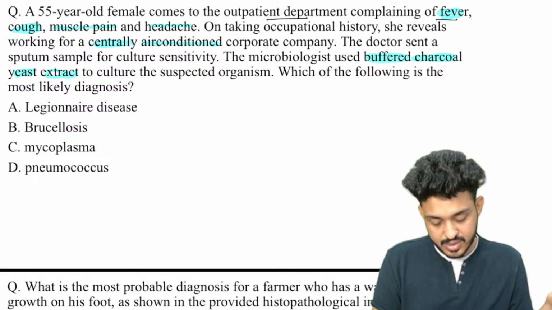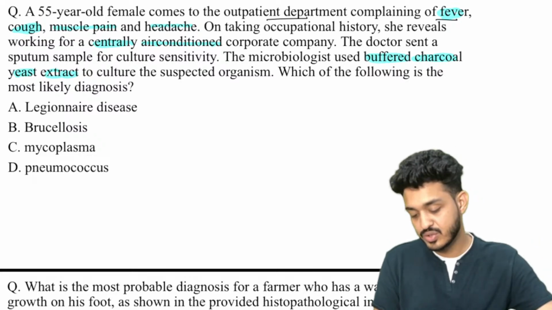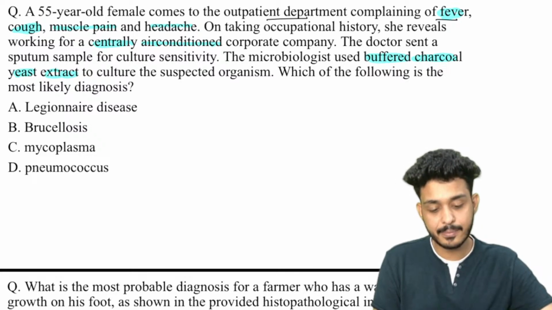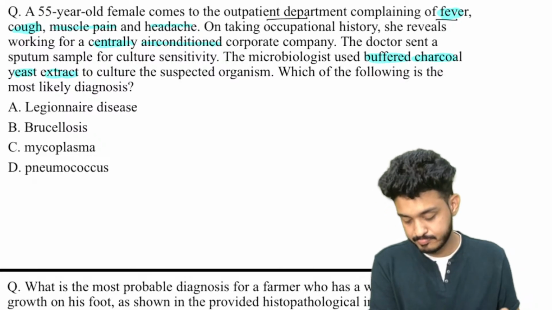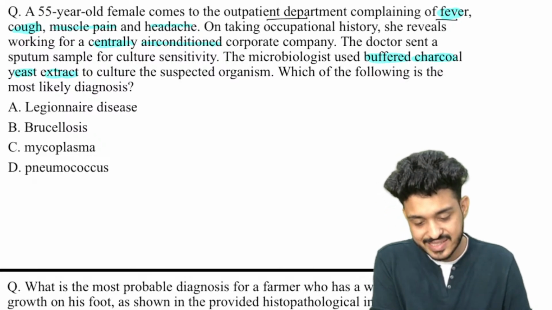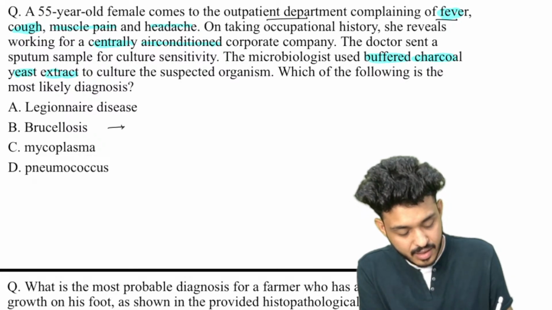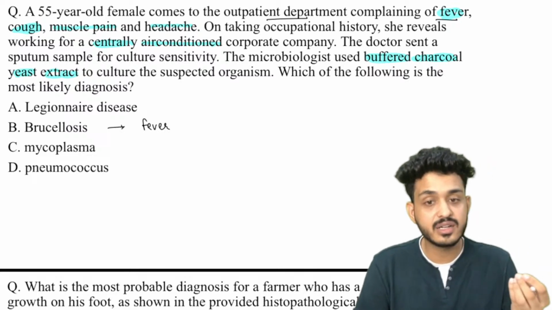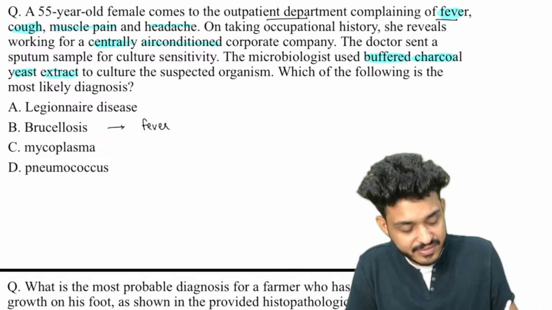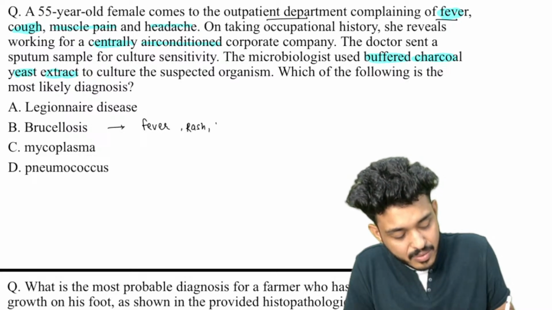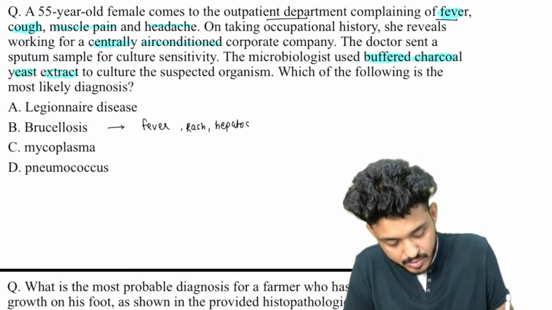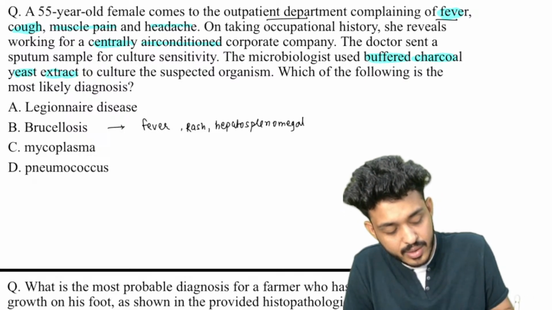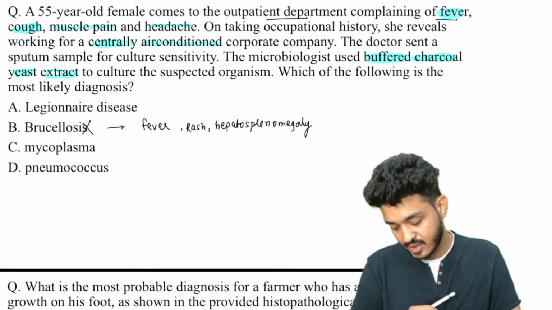Is it brucellosis? Is it mycoplasma? Is it Legionnaires' disease? Is it pneumococcus, guys? Try to answer. What is this? Brucellosis, you will have fever. Remember guys, brucellosis causes fever, Malta fever, undulant fever. So you will have fever, you will have rash. Apart from that, he must be giving you hepatosplenomegaly. So this one is already ruled out, splenomegaly. So this one cannot be the answer.